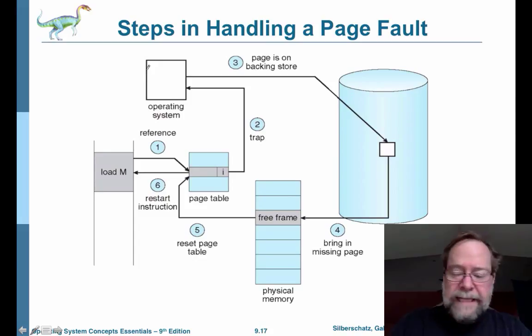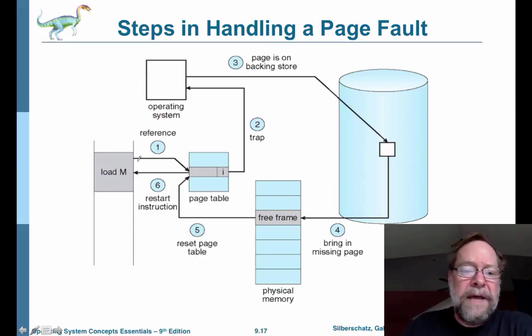All right, so here's a nice diagram from the textbook which shows the major steps of handling a page fault. Here we have an instruction which is, load something from memory, and we have some particular address M we're trying to access. That's our reference, and we go to the page table, and oops, the page where that value is stored has the invalid bit set, so that causes a trap.